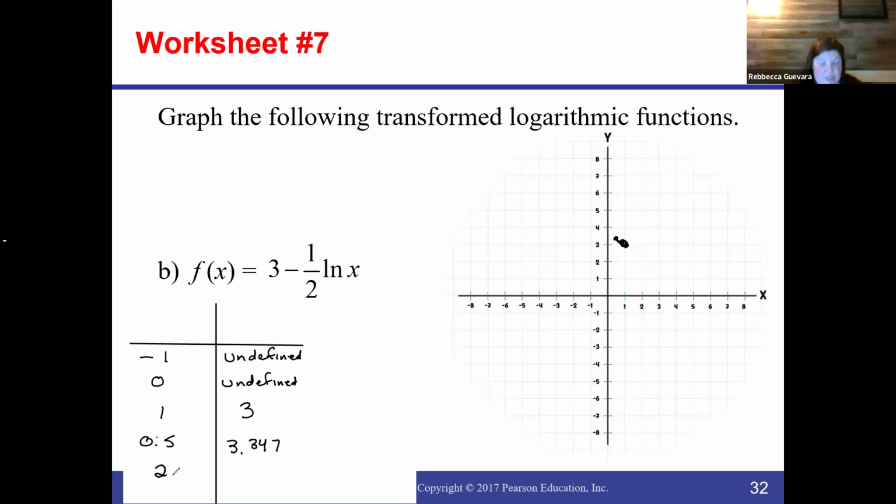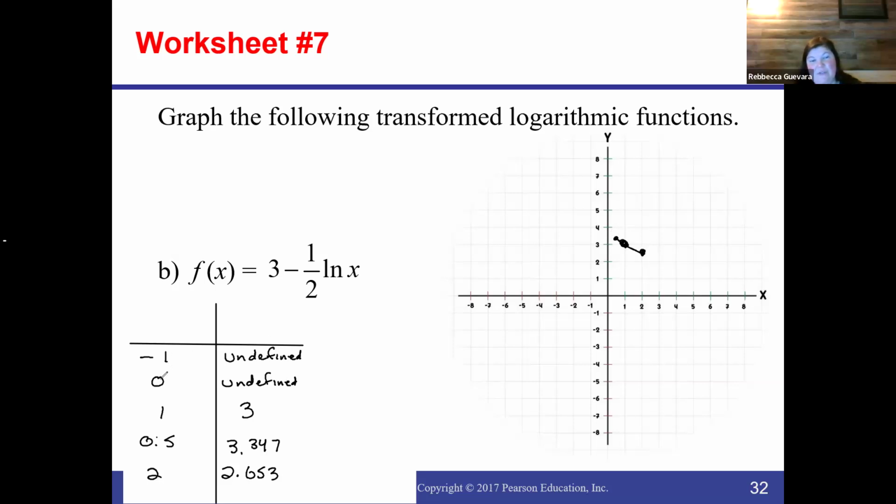So let's pick a few other points. Let's pick 2. If I pick 2, that's going to give me 2.699, which is about here. So we're seeing this kind of shape going on. Like I said, we expect there to be a reflection going on here, which is what we're seeing. So it's looking like we're coming up like this.